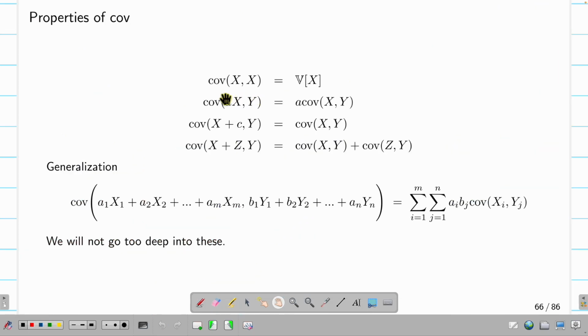By definition, the covariance between x and x is basically the variance of x. If we scale one of the random variables by a constant a, you can move this constant out. Variance is insensitive to addition of a constant, so covariance is the same, because covariance basically measures the variance between two random variables. If you add a constant here, it has no effect on the covariance. And lastly, if you add another new random variable here, covariance is linear: the covariance of a linear sum with another linear sum is a bunch of linear sums. These are just properties of covariance. We will not go too deep into this.